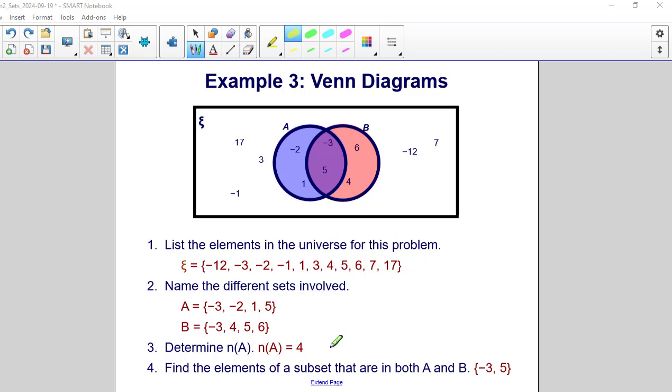Number 3, determine the cardinal number of A. A contains four numbers, so the cardinal number of A is 4. And also we want to find the elements that are a subset in both A and B, and that would be the intersection, the numbers that are in both sets: negative 3 and positive 5.